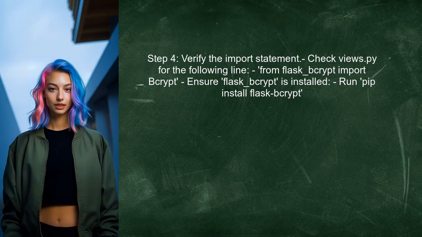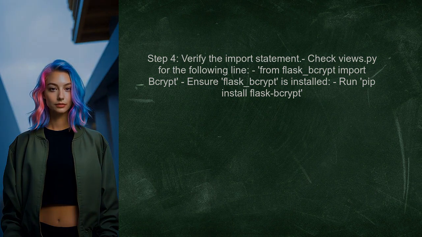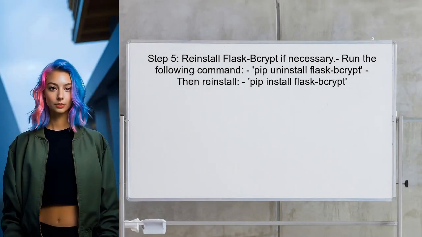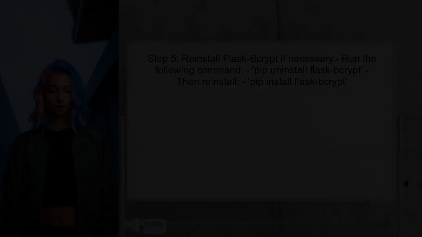After ensuring bcrypt is installed and the correct Python version is being used, the user should check their import statement in the views.py file. It should correctly reference the installed module. Finally, if the user has followed all these steps and still encounters issues, they may want to consider reinstalling the Flask bcrypt package to ensure it is correctly set up.